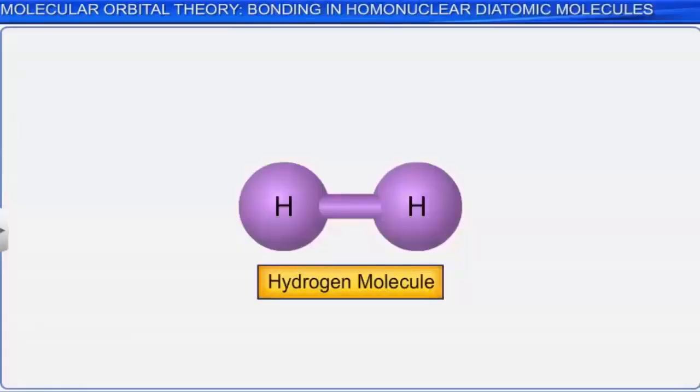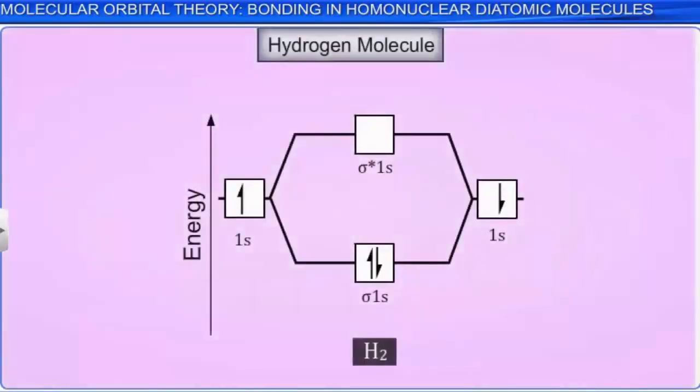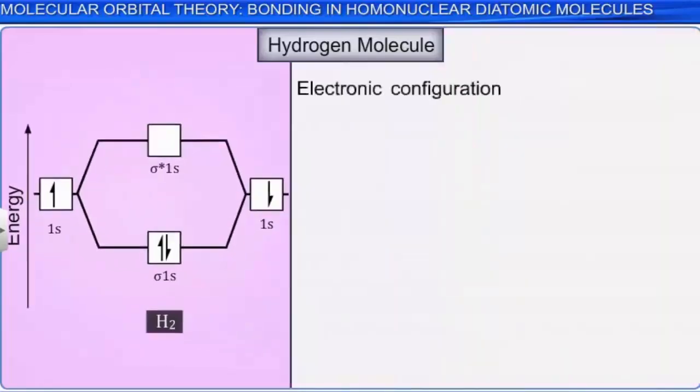Let us start with the hydrogen molecule, which is formed by the combination of 2 hydrogen atoms. You know that a hydrogen atom has just 1 electron, and it is placed in the 1s orbital. So, a hydrogen molecule will have 2 electrons that are present in the sigma 1s molecular orbital. The electronic configuration of a hydrogen molecule is sigma 1s2. Let us calculate the bond order of the hydrogen molecule.